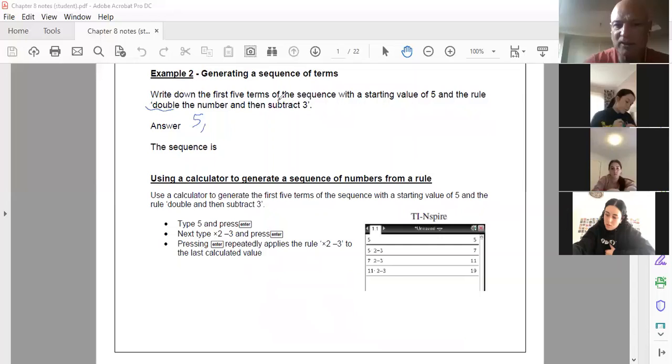Come on, someone's got to answer. 5 doubled is? Is it? 10. Take away 3. Come on, double the number means times by 2. So 5 times 2, your time is 10. Subtract 3. What's 10 minus 3?